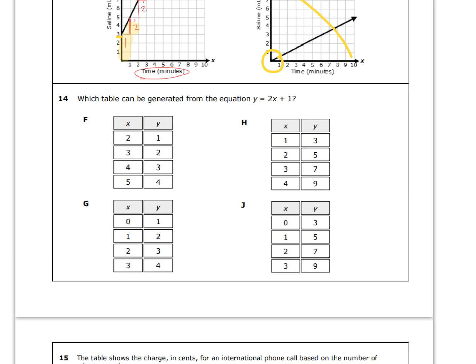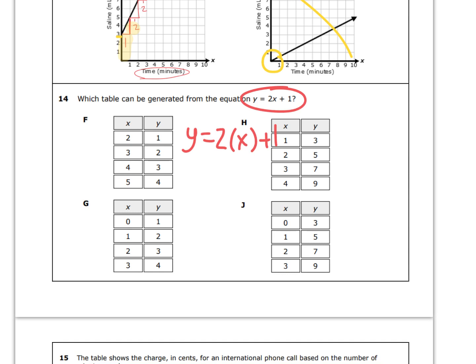Okay? It could be easy to switch those up if you don't read the X and Y labels correctly. Okay, number 14 is a lot more simple than you might make it out to be. So if we're given an equation and we're given tables, all we have to do is, like the old Glade commercial that none of you are old enough to remember, plug it in, plug it in. And so anyway, I hope that annoys you and you remember it.